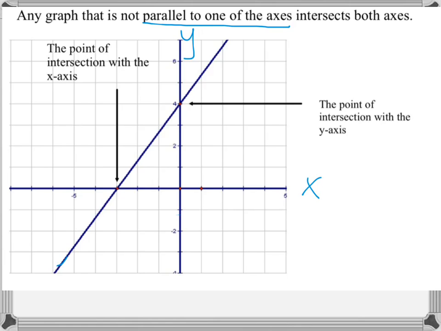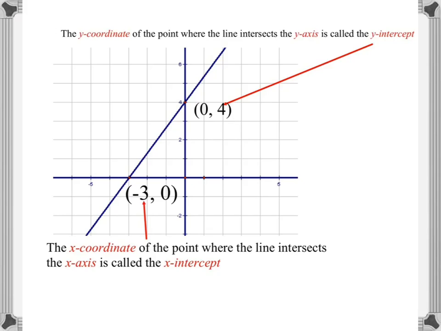Okay, so with this line, this is the point of intersection with the x-axis, and this is the point of intersection with the y-axis. That's what we call the intersection. Now, the y-coordinate of the point where the line intersects the y-axis is called the y-intercept. This arrow is a little off here, so it should be pointing to this point right here. Actually no, the arrow's on, it's pointing to the y-coordinate.